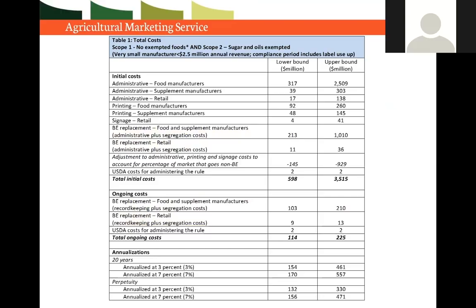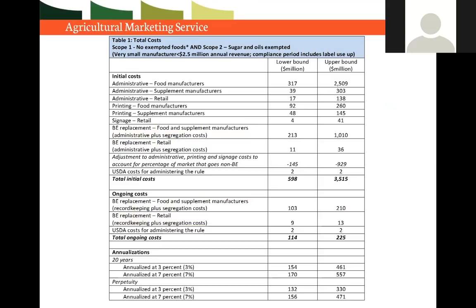Interestingly, there is also a slight increase in the modeled administrative cost of Scope 2 relative to Scope 1 due to a phenomenon USDA called shielding. Shielding results from the fact that disclosure is a binary decision. You either label or you don't. As such, the cost of deciding whether and how to label will be capped by the lowest administrative cost ingredient on a particular label. In other words, if you have BE corn flour, you will label the product before you need to worry about tracking down the BE status of your xanthan gum.